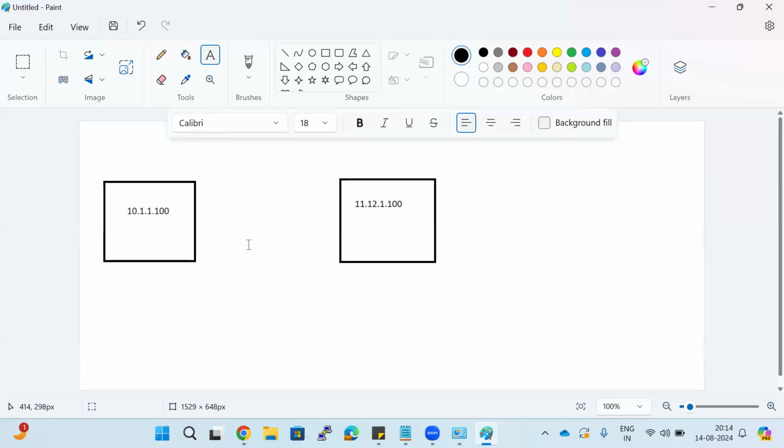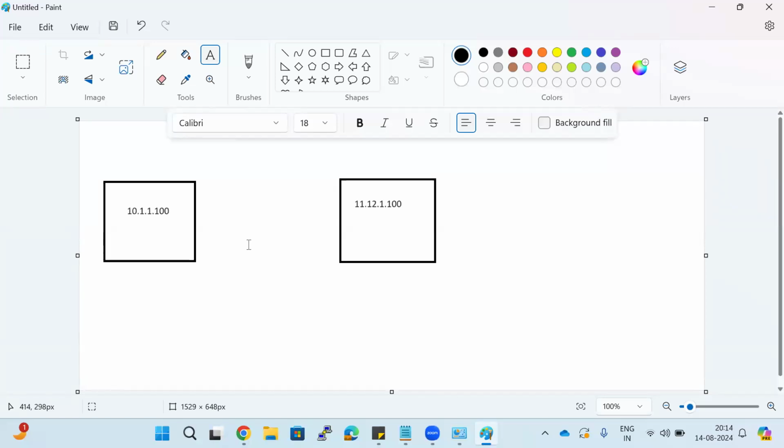So now, who will decide that these two computers belong to the same network? By looking at the IP address, is it possible for you to identify that this particular computer belongs to the same network? Look at the IP addresses and tell me whether they belong to the same network or a different network. Can you tell me that? Same? Yeah, I think so. Very good. How can you say it's the same?